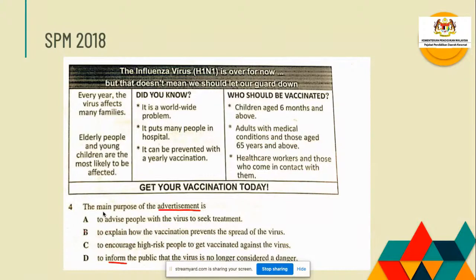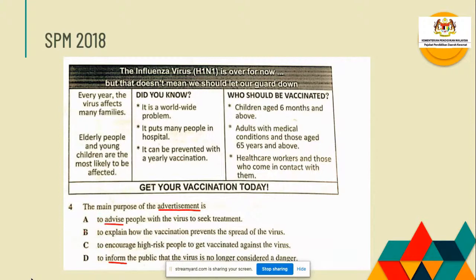Jadi, purpose ni maksudnya tujuan. Jadi, tujuan utama. So, kita tahu lepas ni bila kita baca iklan ni, kita kena cari tujuan utama iklan ni dikeluarkan. Okay, kita tengok pilihan jawapan dulu. Okay, A. To advise people with the virus to seek treatment.